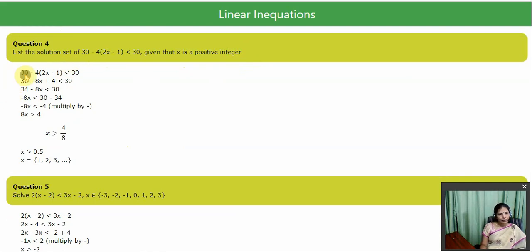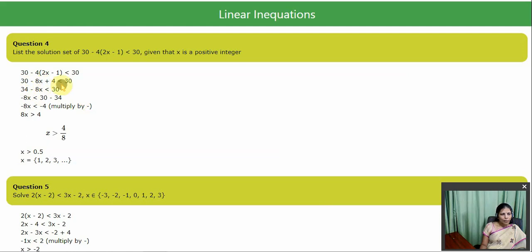Now I am writing the question again here. 30 minus 4 into 2x minus 1 less than 30. Now I need to remove the bracket here. Removing the bracket is what? We need to multiply with 4 with this. So 30 minus 8x, minus 4 into minus 1 becomes plus 4, less than 30. Now the variables must be kept in the LHS and all the numbers we need to take to the other side.